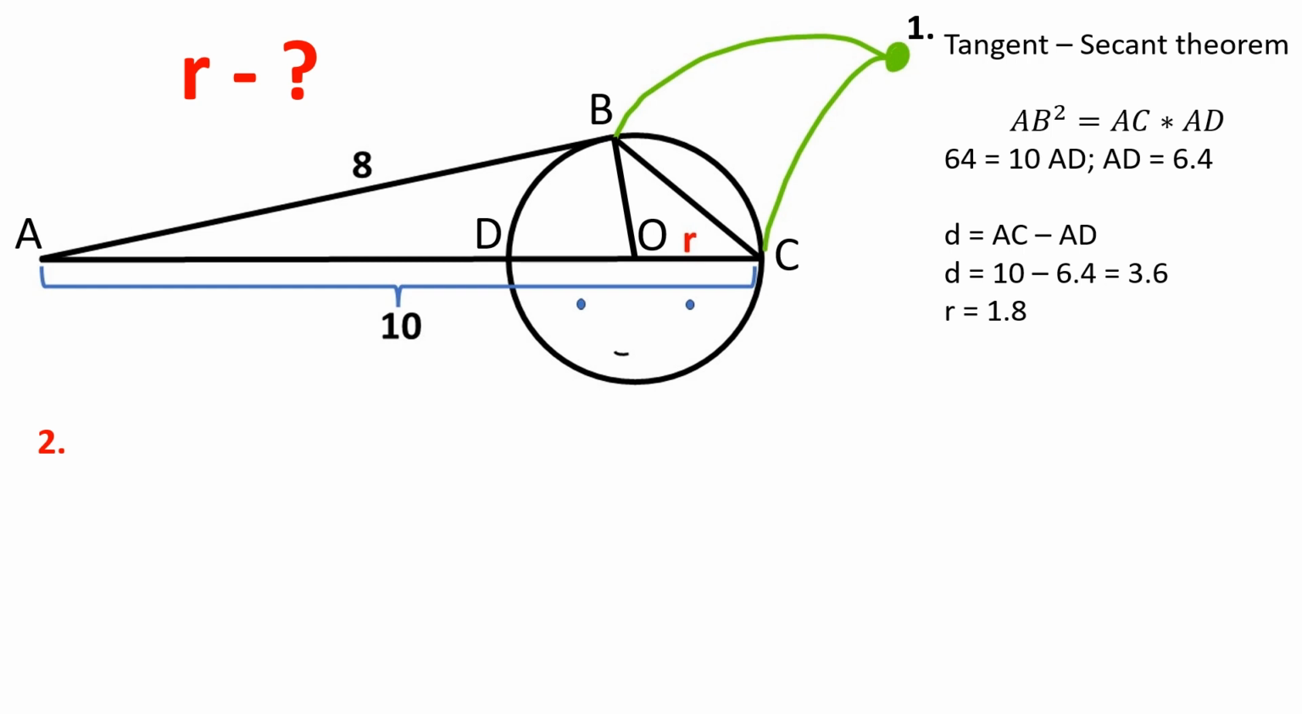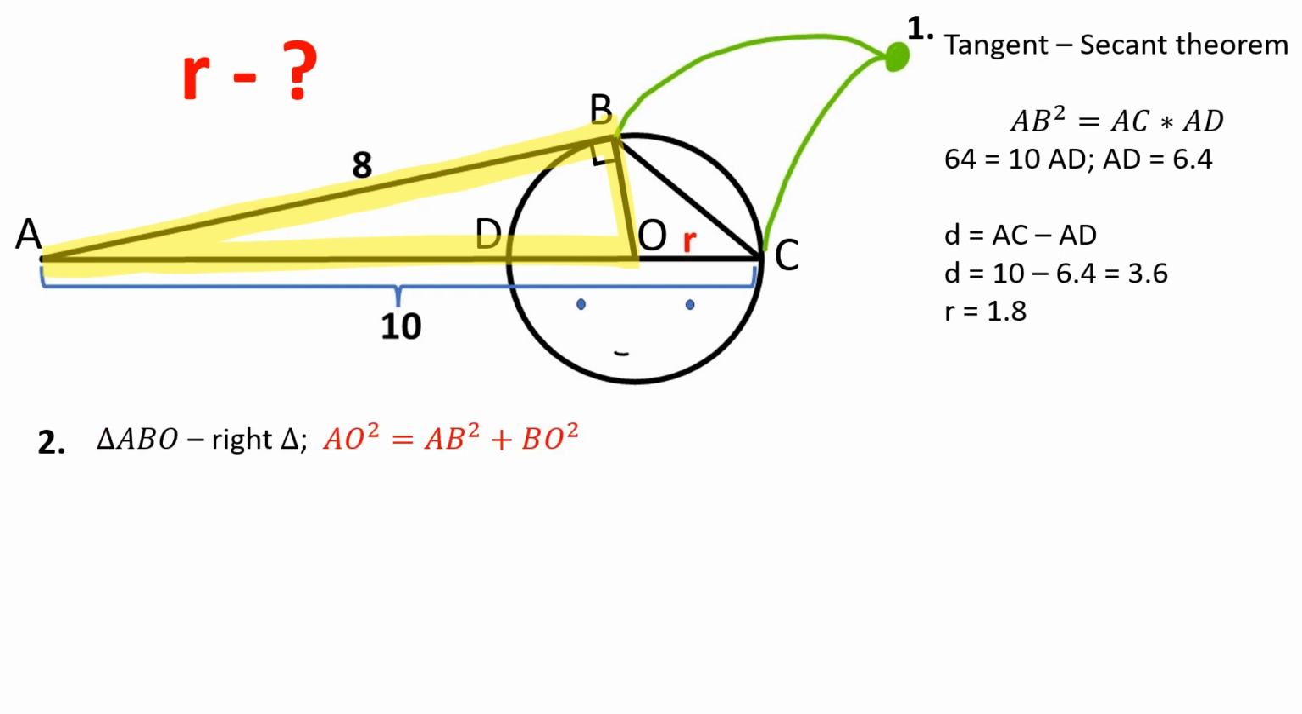There is another way to solve this problem if you are not familiar with the tangent-secant theorem. Let's connect point O to point B. The radius of a circle is perpendicular to the tangent line through its endpoint on the circle's circumference. Therefore, triangle ABO is a right triangle.